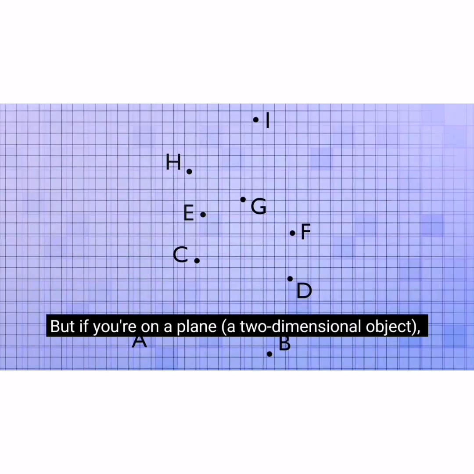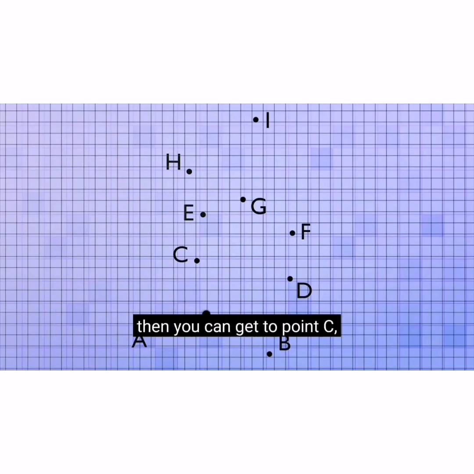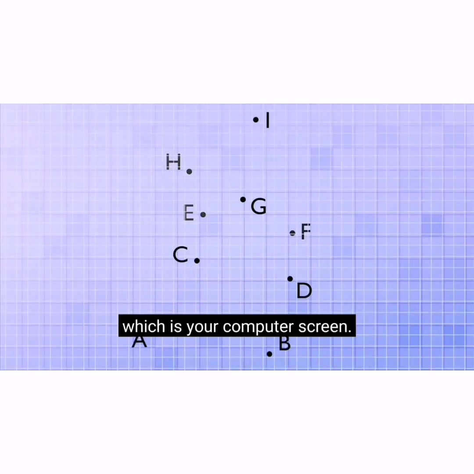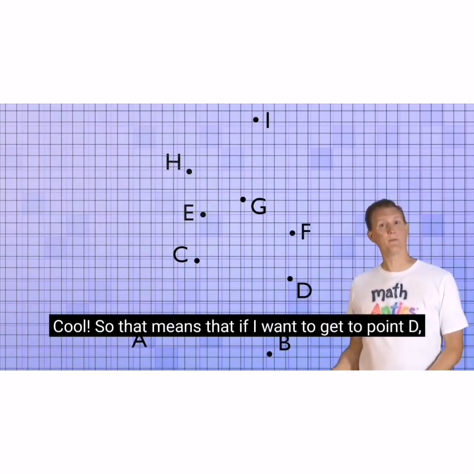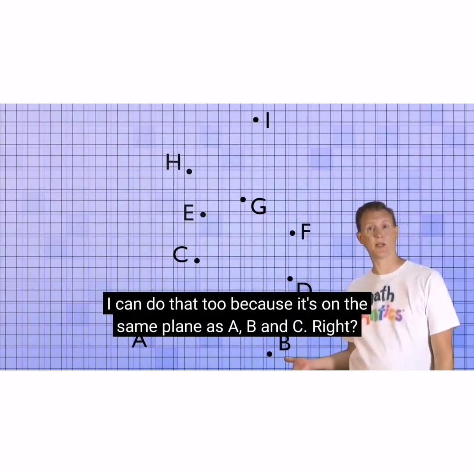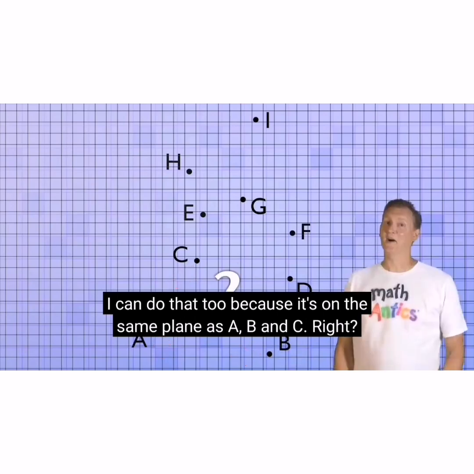But if you're on a plane, a two-dimensional object, then you can get to point C, because point C is on the same plane as points A and B. All 3 of them are on that flat two-dimensional surface, which is your computer screen. Cool. So that means that if I want to get to point D, I can do that too, because it's on the same plane as A, B, and C, right? All right.